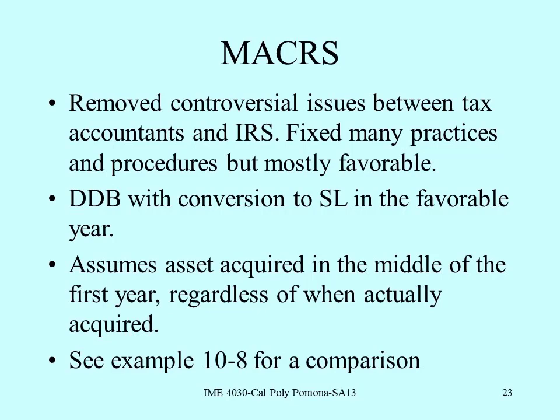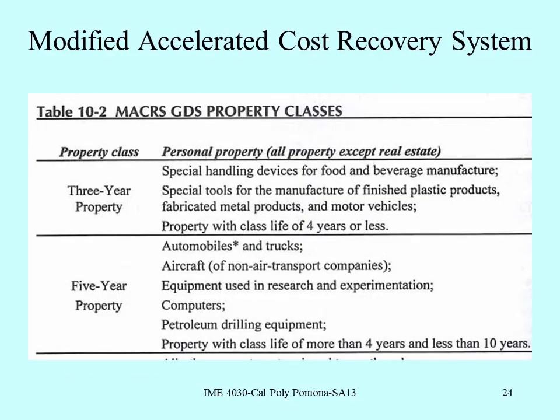Let's go to slide number 24. First thing you do is you determine the property class. I've only copied part of the table, but you look down the table until you find the description of the asset that you purchased. And then that tells you whether you're in the 3, the 5, or the 7, whatever property class you're in. So let's say that you have some special tools for the finished plastics industry. Well, that's a 3-year property class, etc. You look it up and see what class you're in.